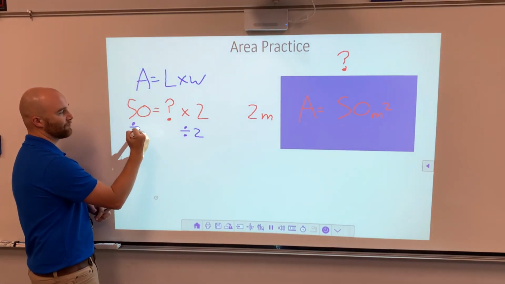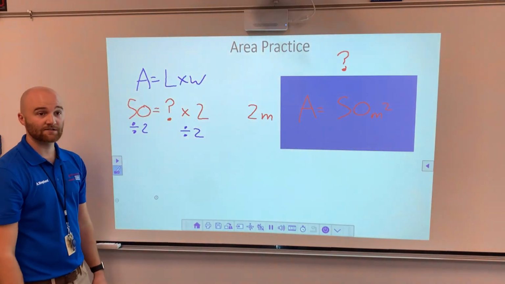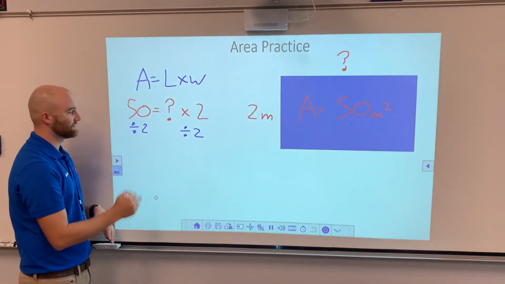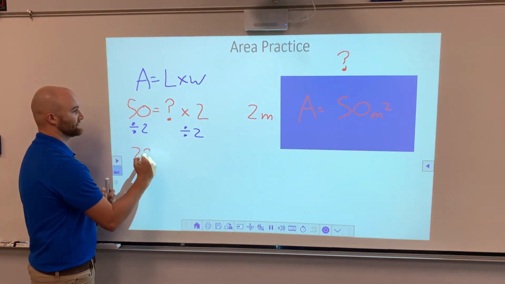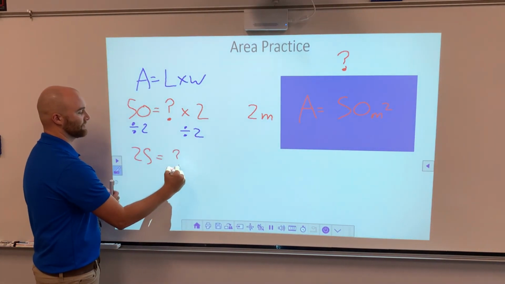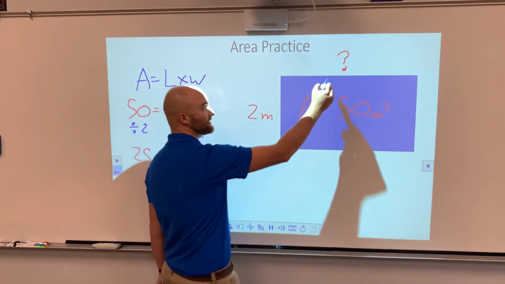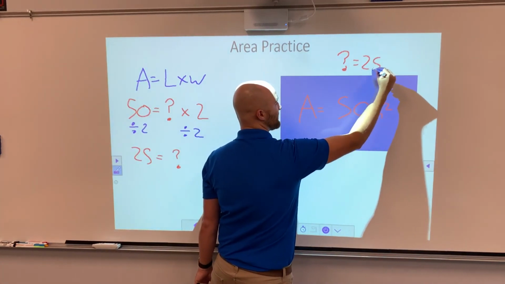I can do whatever I want to one side of the equation as long as I do the same thing on the other side. 50 divided by 2 will give us our answer of 25 is equal to question mark. That means this side up here is 25 meters.